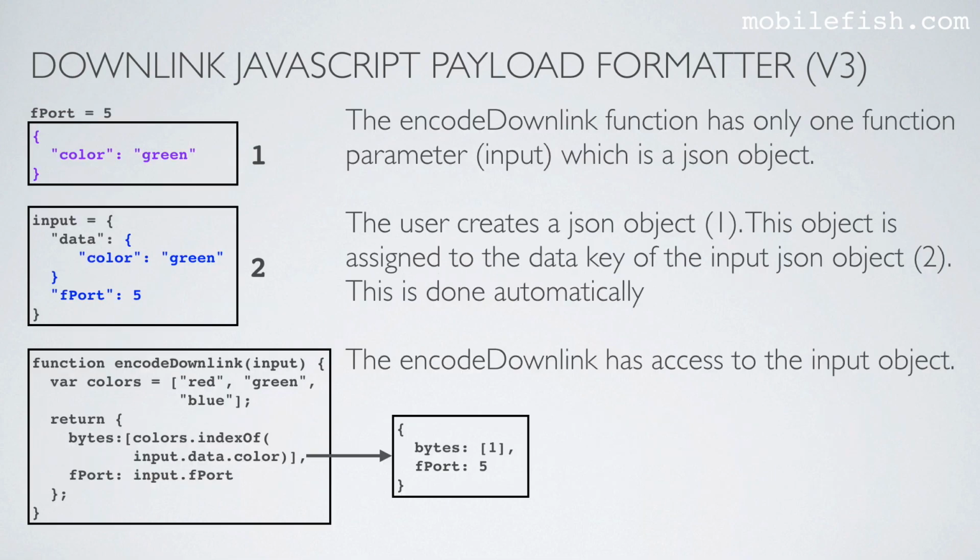Here's another example. The encode downlink function has only one function parameter, input, which is a JSON object. The user creates a JSON object. This object is assigned to the data key of the input JSON object. This is done automatically. The Encode Downlink has access to the input object. In this example, the returned object looks like this.